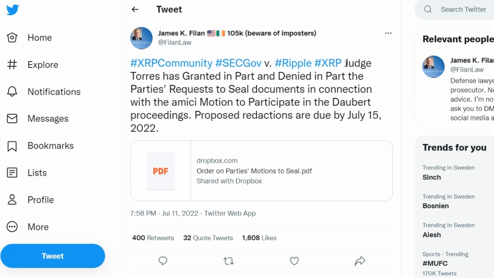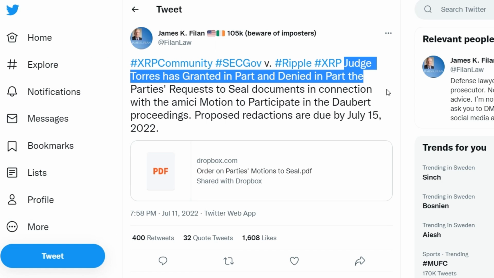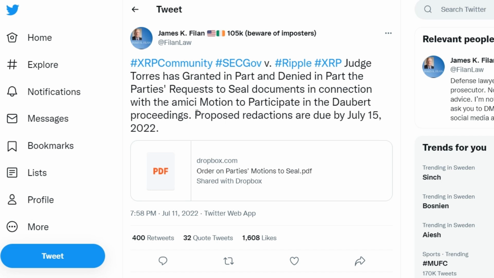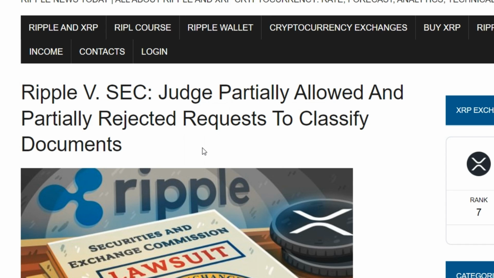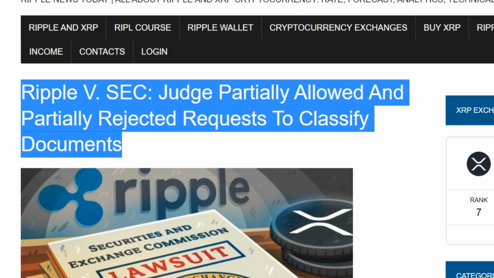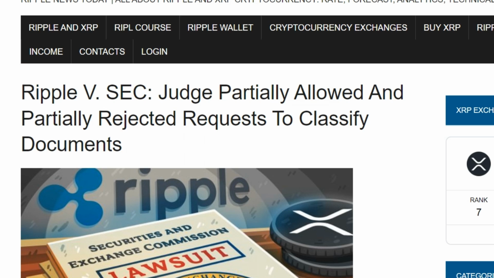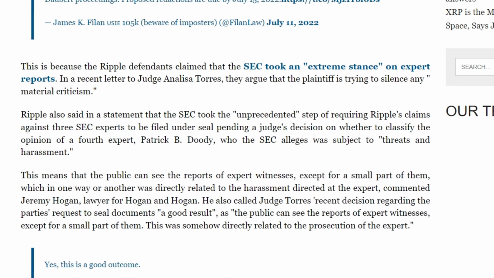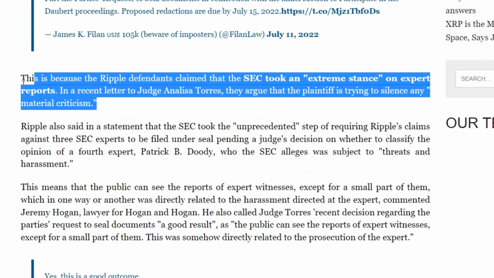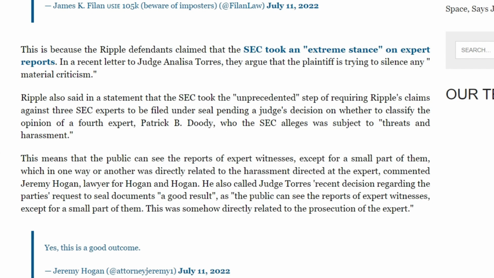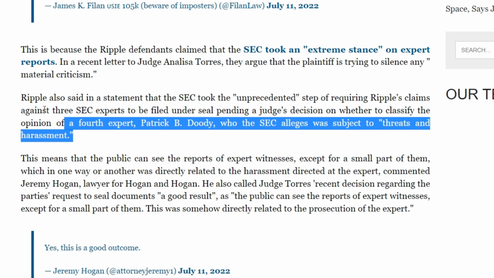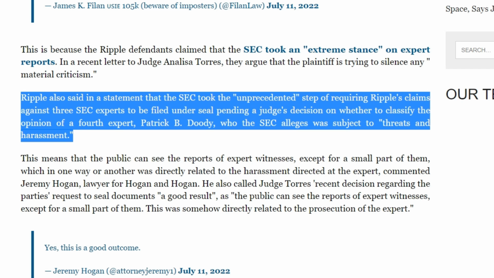Judge Torres has granted in part and denied in part the parties' requests to seal documents in connection with the Amici motion to participate in the Daubert proceedings. Proposed redactions are due by July 15, 2022. This is due to the fact that Ripple's defendants claimed that the SEC took an extreme position regarding expert reports. In a recent letter addressed to Judge Annalisa Torres, they claim that the plaintiff is trying to silence any substantial criticism. Ripple also said in a statement that the SEC took the unprecedented step of requiring that Ripple's claims against 3 SEC experts be filed under seal before the judge's decision on whether to classify the opinion of the 4th expert, Patrick B. Doody, who, according to the SEC, was subjected to threats and harassment.